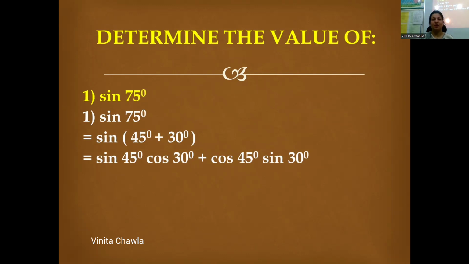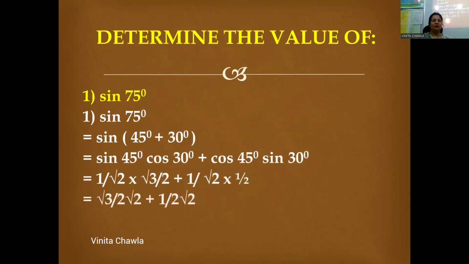Sin a cos b plus cos a sin b. Now you have to put the value of sin 45 degree, cos 30 degree, cos 45 degree and sin 30 degree here. On solving this, you will get this answer.